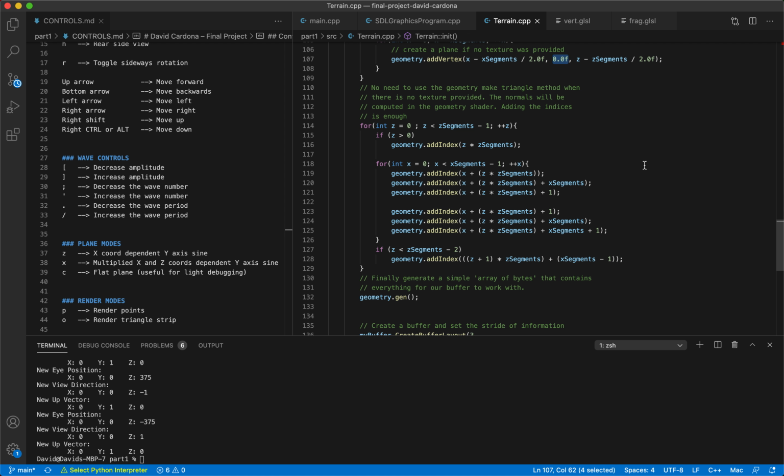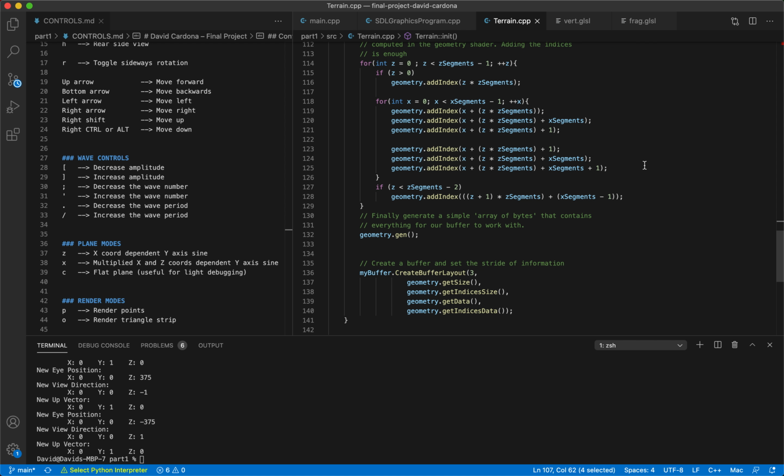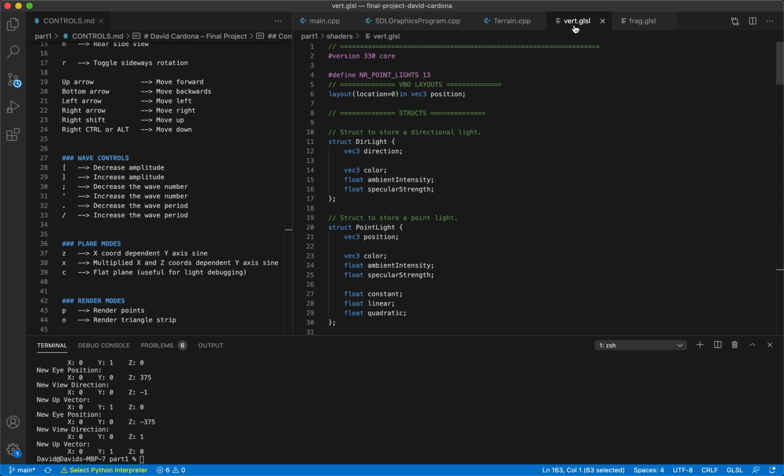And this is because the make triangle method uses normal information and texture information in order to calculate tangents and bitangents and create a buffer layout that uses 14 values. That wasn't necessary for this example, so I am simply generating a buffer layout with the position values that we calculated. The rest of the work is being done inside of the vertex shader.